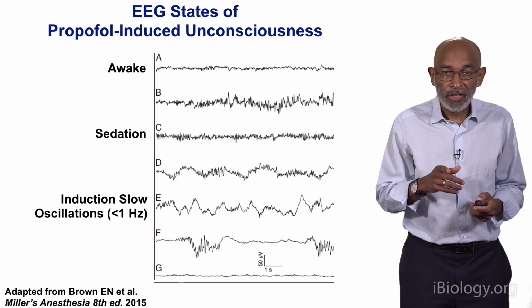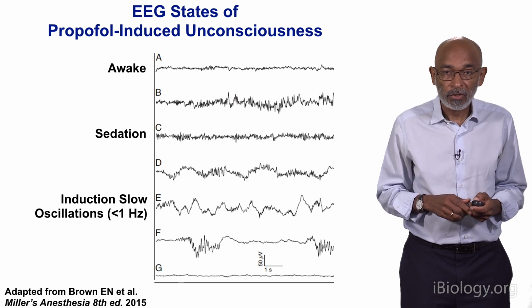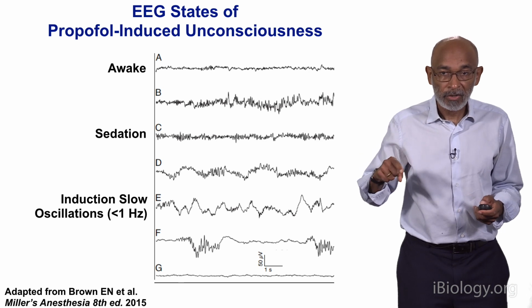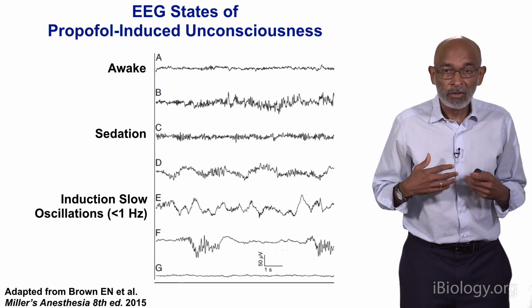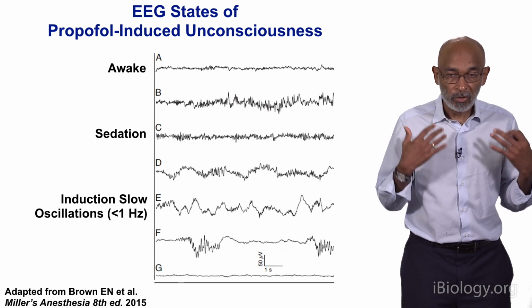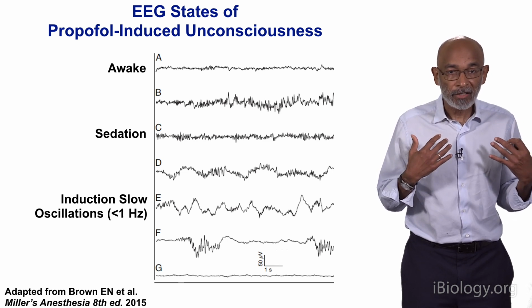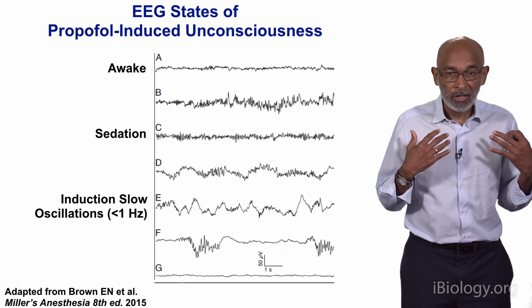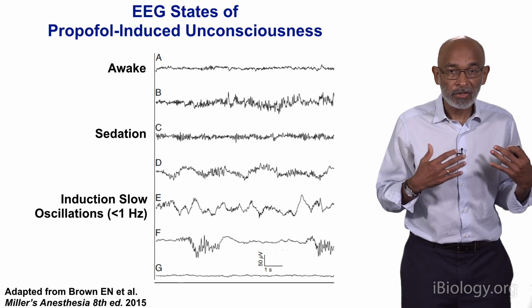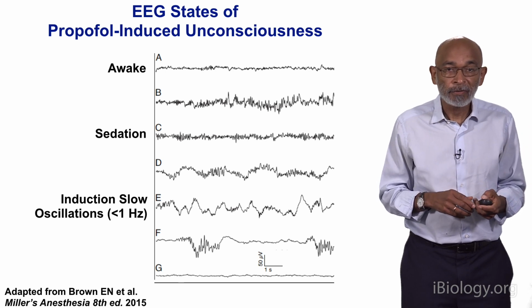Then she skipped over D and she went right to E. We saw large, slow oscillations, right? And a rule of thumb, when you see slow oscillations, think that the brainstem or the lower part of the brain has been inactivated, the center that has the arousal systems. So that's probably the propofol reaching those centers and turning them off.